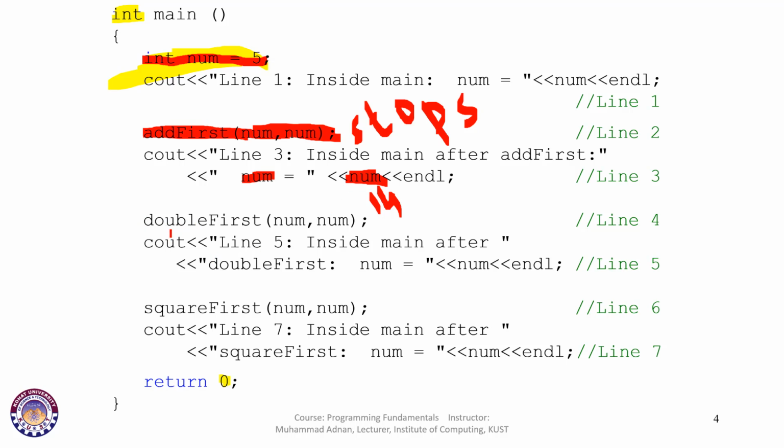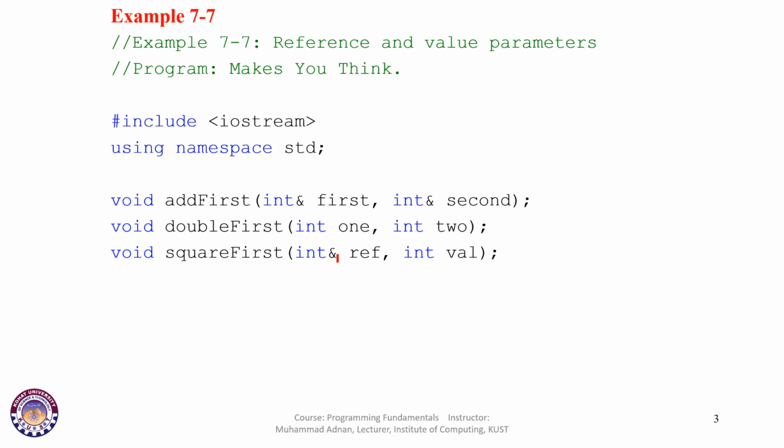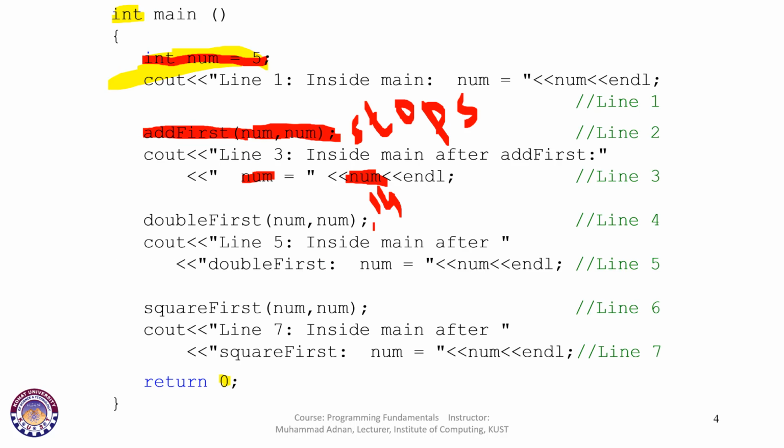And then in the second case we are calling the double first function, but in this case we are passing only the variable values. So this is called call by value, whereas this is called call by reference. In call by value, a copy of the two variables is made. So here we will get a copy of num1, which so far is 14, and then another copy of num, which is also 14.